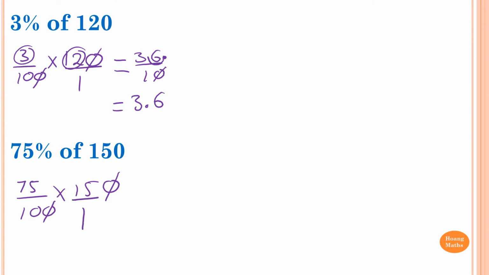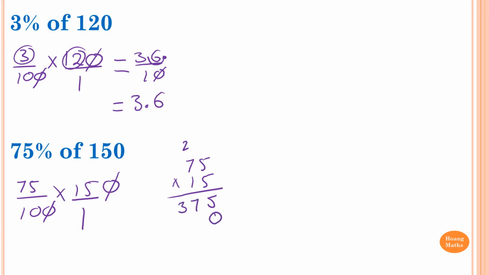75 times 15. And dividing by 10 is much easier than dividing by some other numbers. So I just leave it as it is. So I just go 75 times 15. So 5 times 5 is 25. So put 2 on top. So 5 times 7 is 35. Add 2 is 37. So I just write it down first.